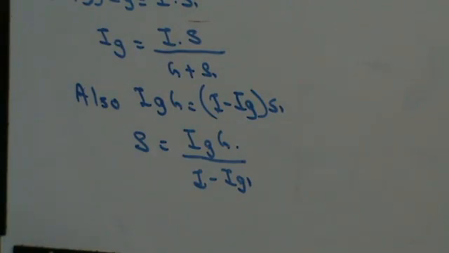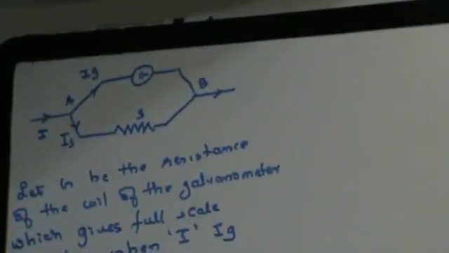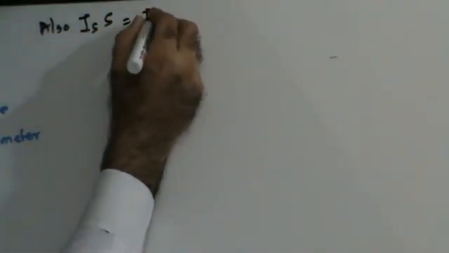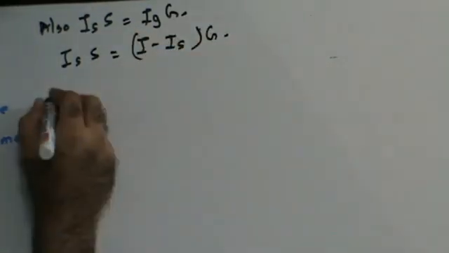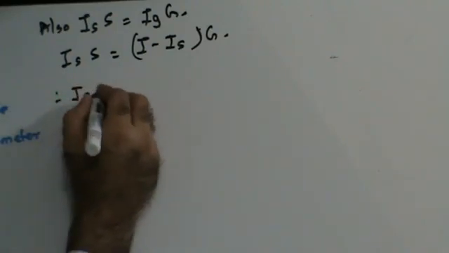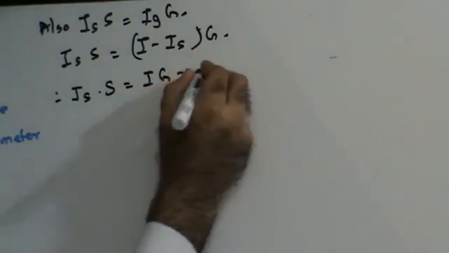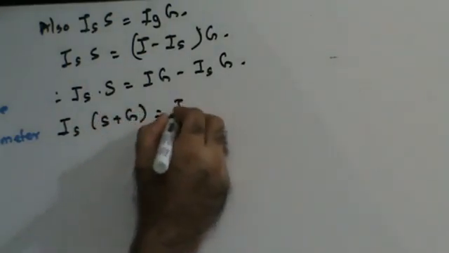Let's also try to find out the value of shunt current. I can say Is into S is nothing but Ig into G. So in that case I can say that Is into S, Ig can be written as I minus Is into G. Therefore I can say that Is into S is equal to I into G minus Is into G. Take this on the other side, so I can get Is into S plus G is I into G.